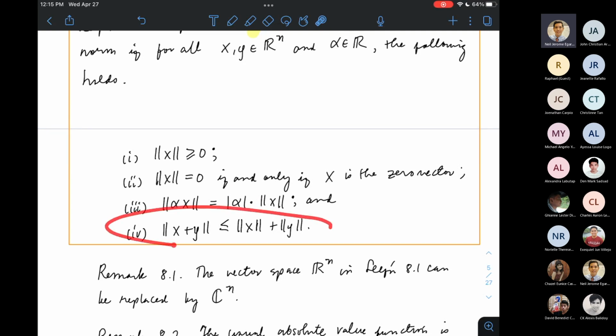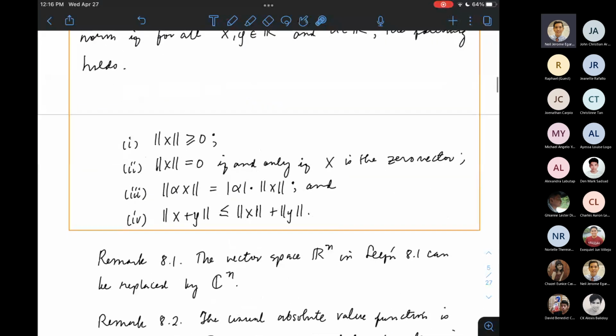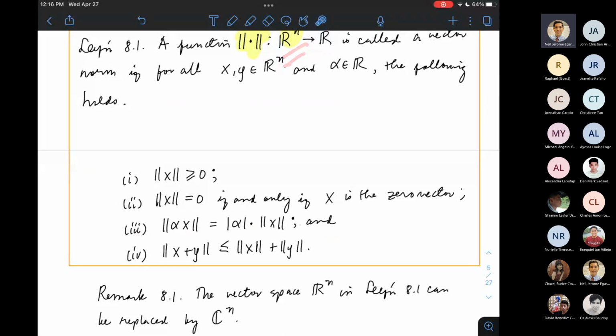Okay? And then the fourth one is your good old triangle inequality. The norm of a sum is no greater than the sum of the norms. Okay? So generalized triangle inequality lang yan. So kung meron kang isang function that maps a vector into a real number satisfying these four properties, then that measure is called a vector norm. Okay. Everything here holds if you replace R to the power n by the set of complex numbers. All right. So okay pa rin siya.